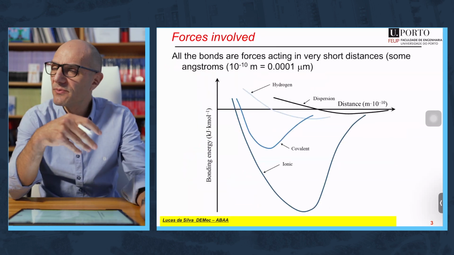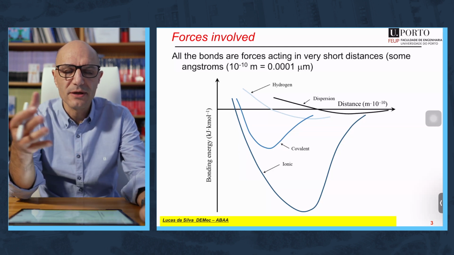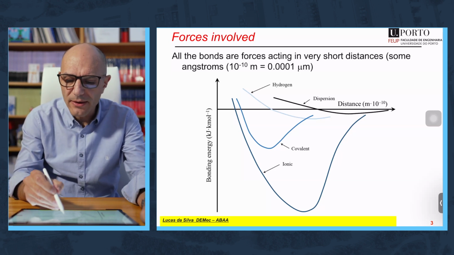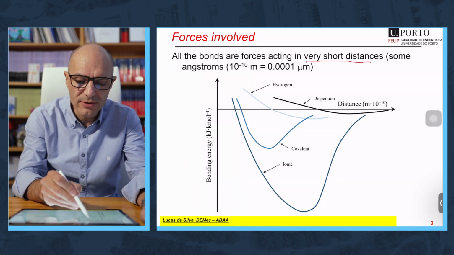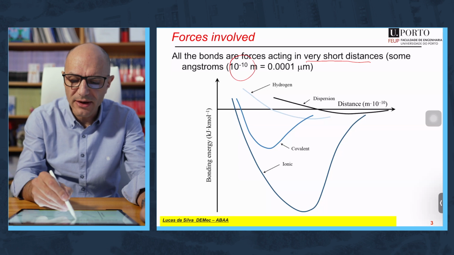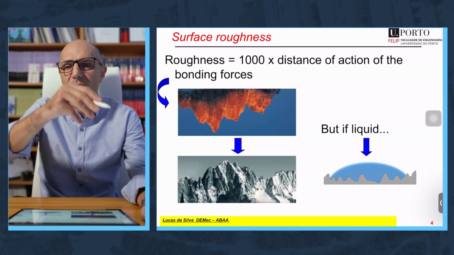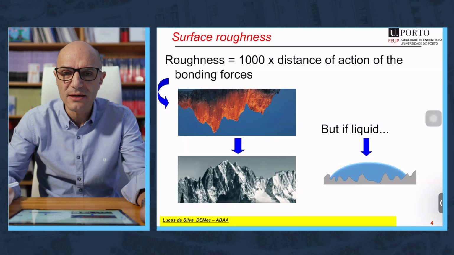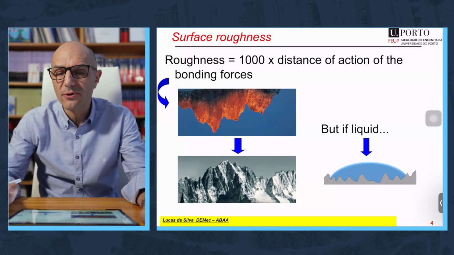But all these forces, whether they are primary or secondary, and for the secondary, again, we can call it physical, any of them, they have this in common: they are forces that act in very, very short distances. We are talking about angstroms, of the order of 10 to the minus 10 meters, really a very small fraction of a micron. And the surface you are going to bond will always have a certain roughness. The roughness is in fact 1,000 times the distance of action of the forces involved.